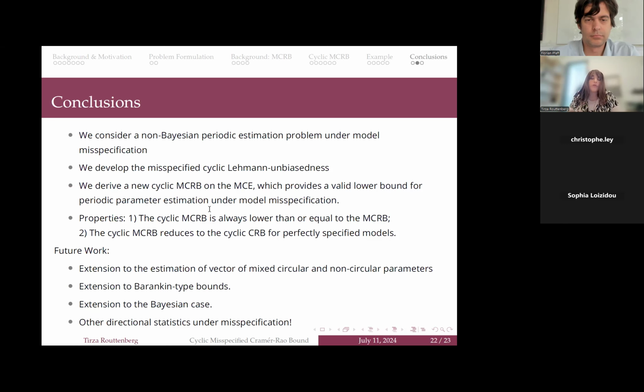To conclude, we considered a Bayesian or frequentist periodic estimation problem under model misspecification. We first defined the misspecified cyclic Lehmann unbiasedness. Then we derived the new bound, the cyclic MCRB on the MCE, which provides a valid lower bound for periodic parameter estimation. We showed some properties, and we have ongoing work in these directions. I think the most important one, which is related to the audience here, is that other directional statistics methods can gain from using misspecification. Again, we saw this in Sophia's talk before me.